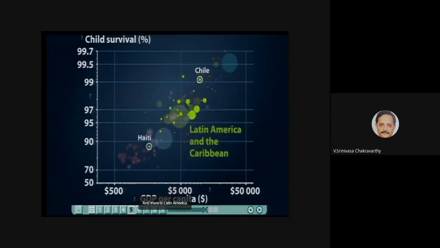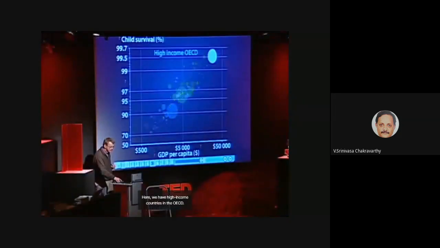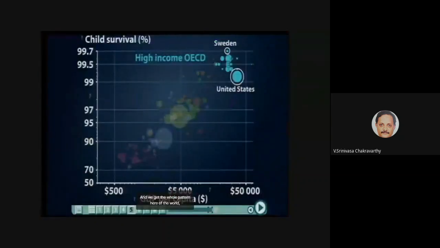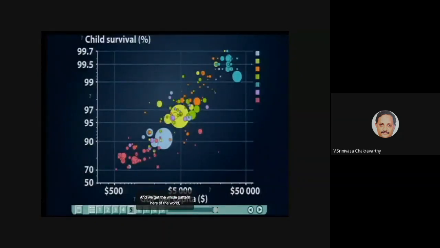And there is Latin America. Today we don't have to go to Cuba to find a healthy country in Latin America. Chile will have a lower child mortality than Cuba within a few years from now. And here we have the high-income countries in the OECD, and we get the whole pattern of the world, which is more or less like this.